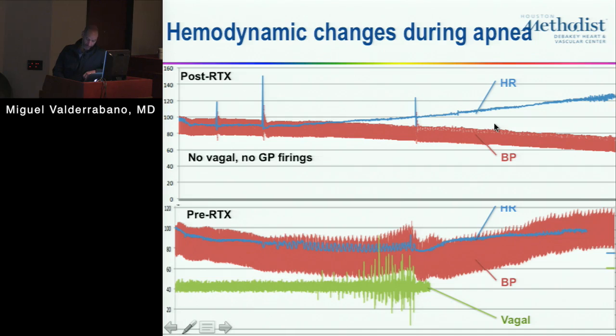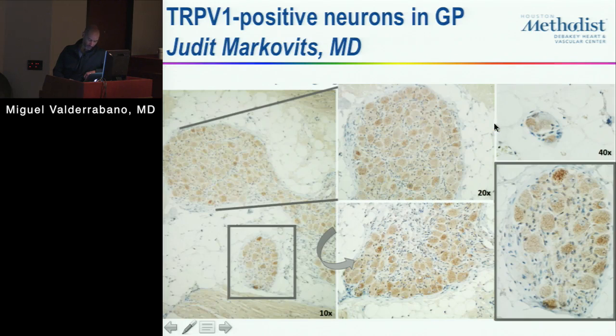We also took the GPs, and with the help of Dr. Markovits, one of the pathologists in the RI, we stained the GPs with TRPV antibody, just to show that indeed they are there, that it makes sense that if this compound is specific for TRPV1, we are working on these cells that stain positive for TRPV1.